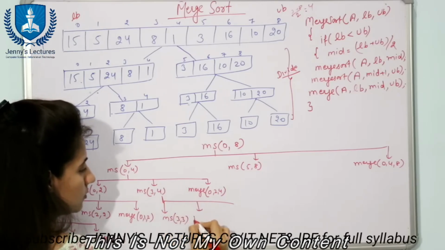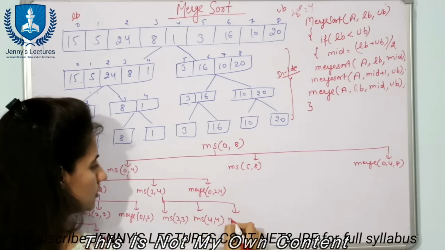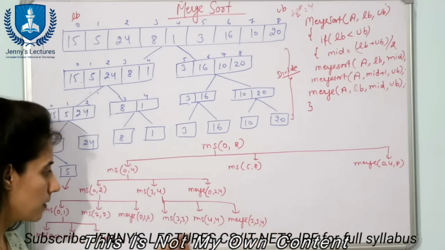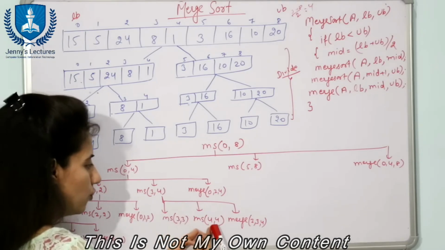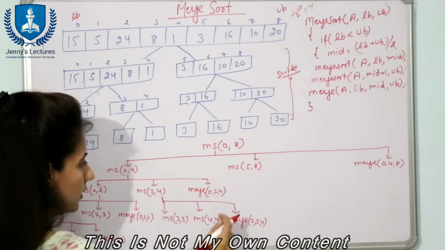Second is merge sort 4 to 4. And this one is merge 3, 3 and 4. Fine. 3, 3. Lower bound is 3, upper bound is 3. 3 is less than 3? No. 4 is less than 4? No. We are not going to divide this. Merge this. Then again we have this merge.